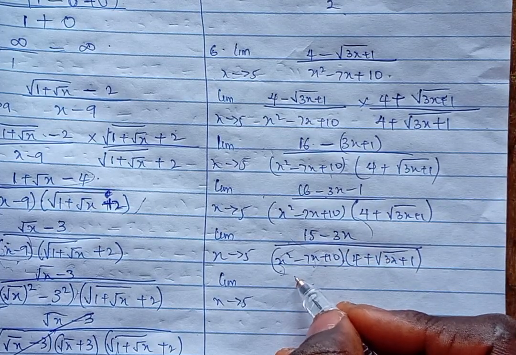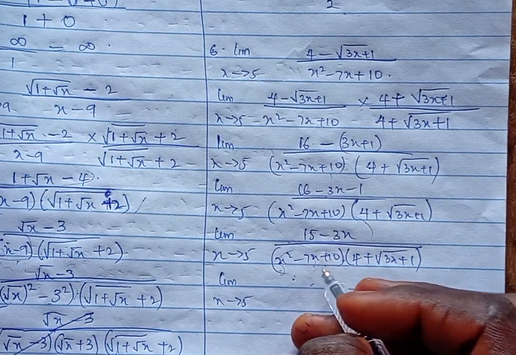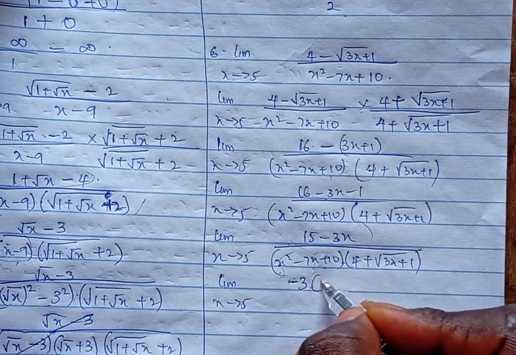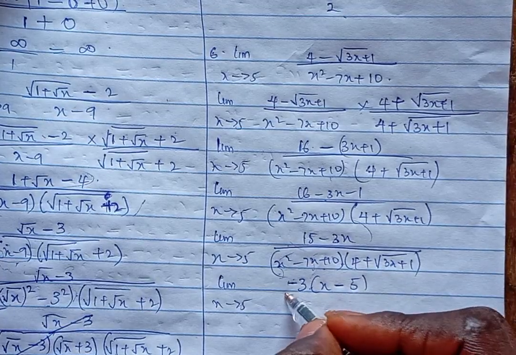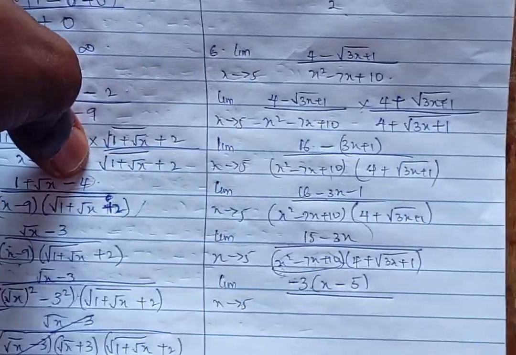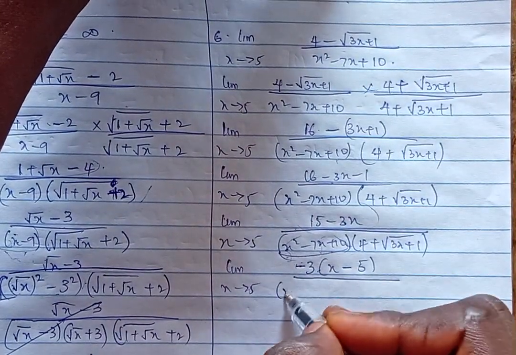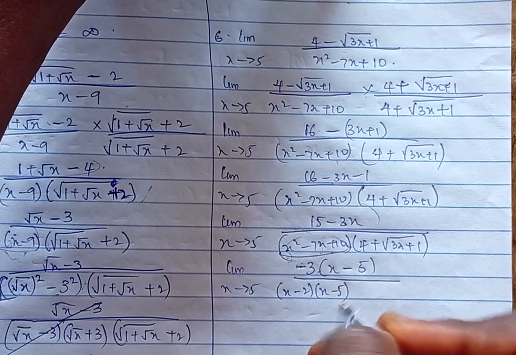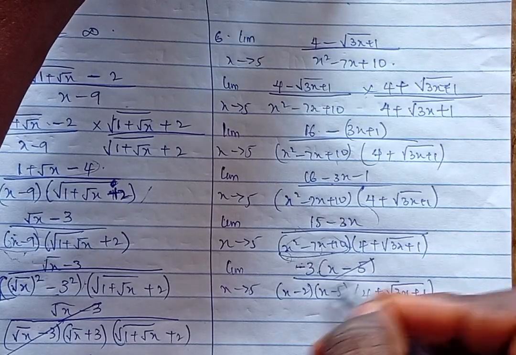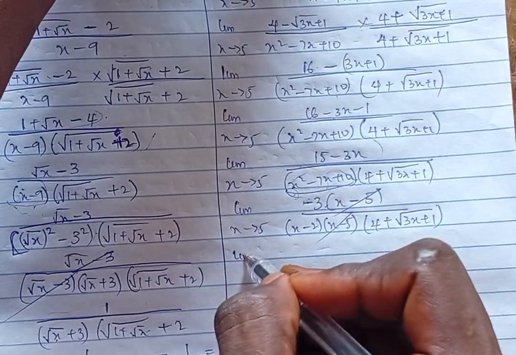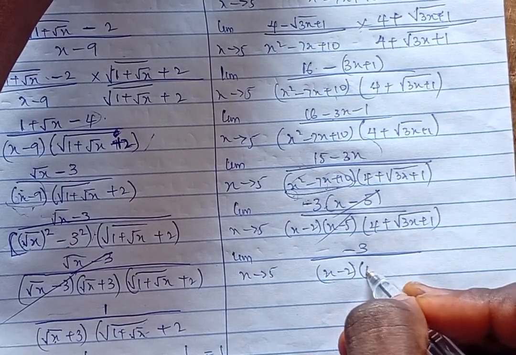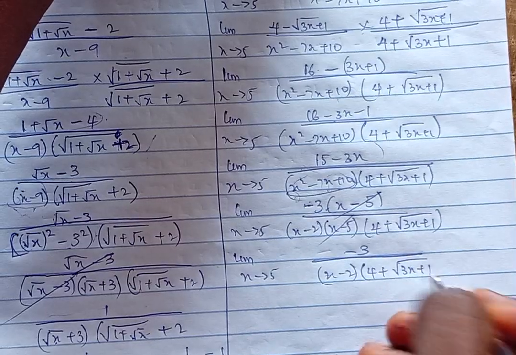Factorize this one. Let's factorize 3, so you have minus 3 times x minus 5 over this one, which can also be factorized. Do you understand? So this one is x minus 2 times x minus 5 when you factorize, multiplied by 4 plus root 3x plus 1. So this can cancel this, and now you have the limit as x tends to 5 of minus 3 over x minus 2 into 4 plus root 3x plus 1.